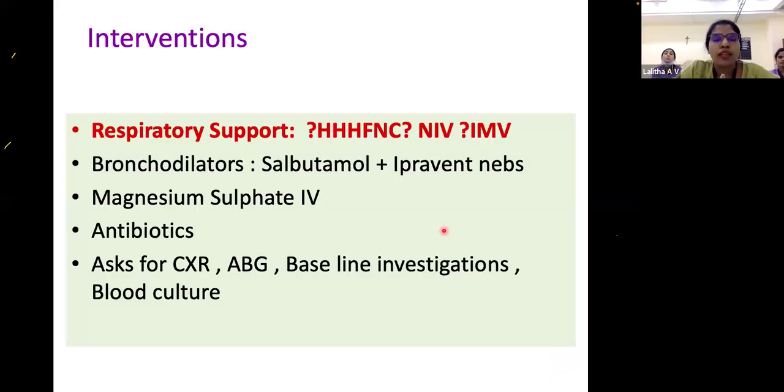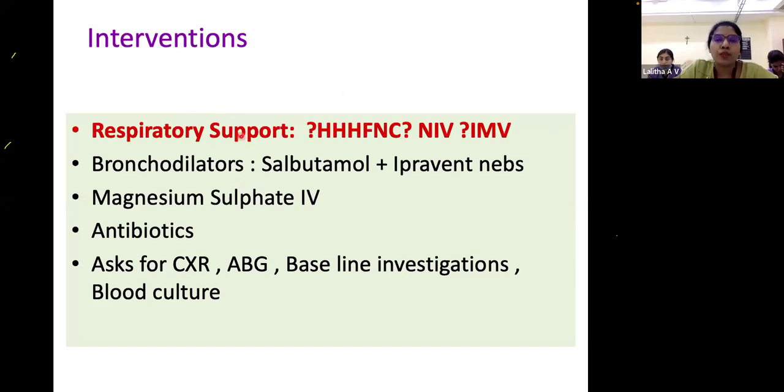Of course, bronchodilators are the treatment of choice when you're treating a child with lower airway obstruction. And if it's bronchiolitis, you can just do a plain saline nebulization. We have to consider early respiratory support in the form of HHFNC, that is, high flow humidified oxygen nasal cannula, or sometimes NIV in bigger children. IMV we reserve only for a specific group of patients.